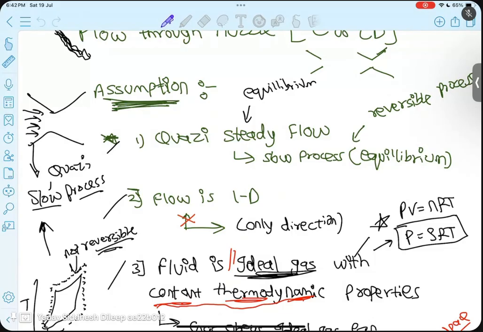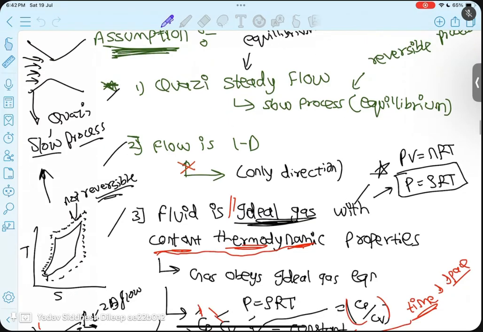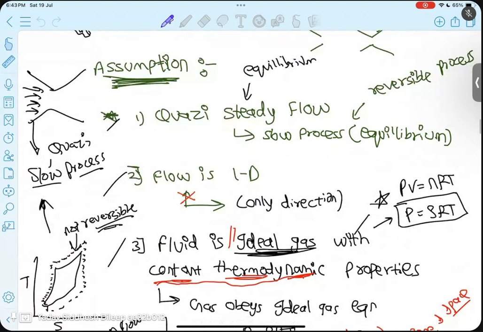The first assumption we are making, because in the derivation we simplify the equations by making assumptions, and there are some 4 or 5 assumptions over here. I'll explain them. First assumption is that flow is quasi steady. Quasi means slow process. Steady means it has no variation with time.